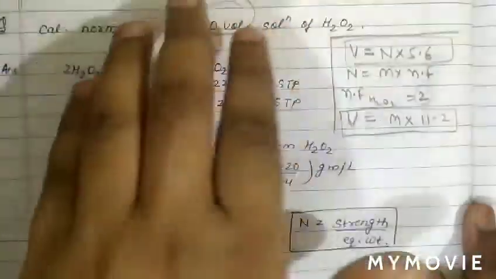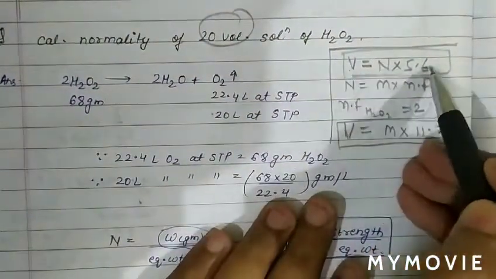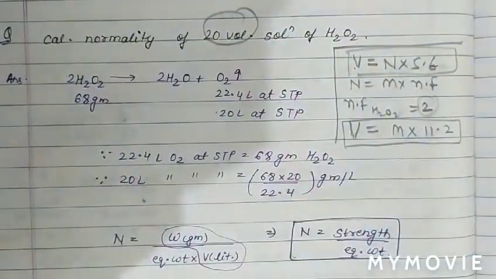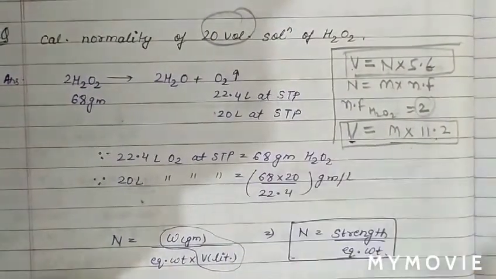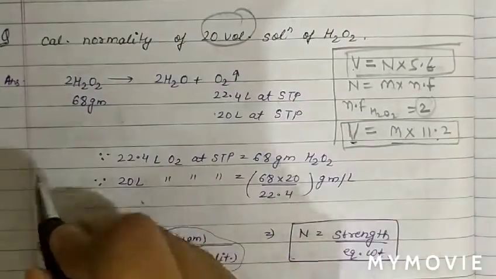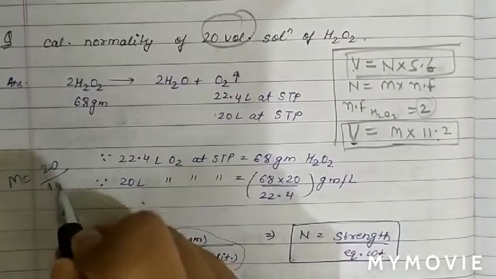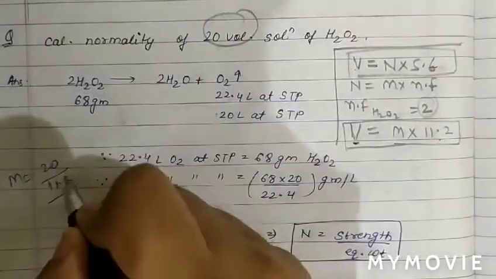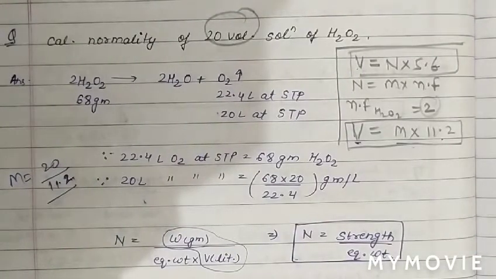Don't remember the long process. Always remember only this formula: volume strength is normality into 5.6. If we are looking for molarity, then volume strength is molarity into 11.2. From this formula we can say the molarity of this solution will be volume strength 20 divided by 11.2. So we can also calculate molarity. Now see the next question.